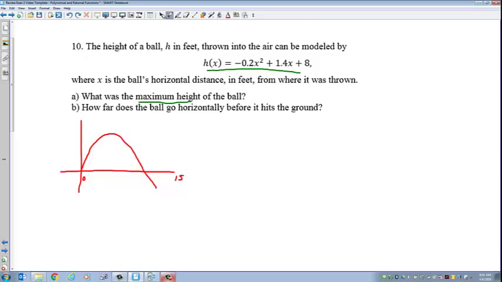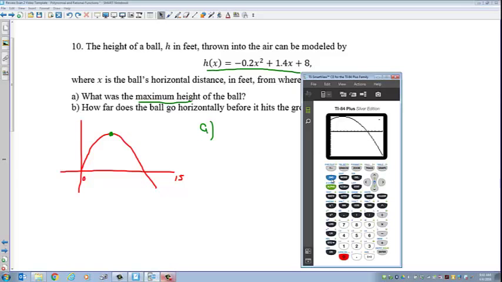So for part A, which says find the maximum height, I'm looking for the maximum. Again, you can do this by hand by completing the square and writing vertex form, but I would probably use my technology. So I hit second trace, and then to find the maximum, I hit number 4. Then it's going to say left bound, so I'm going to do 0 because that's on the left, and then 15, because 15 is certainly here on the right. And then hit enter for a guess.